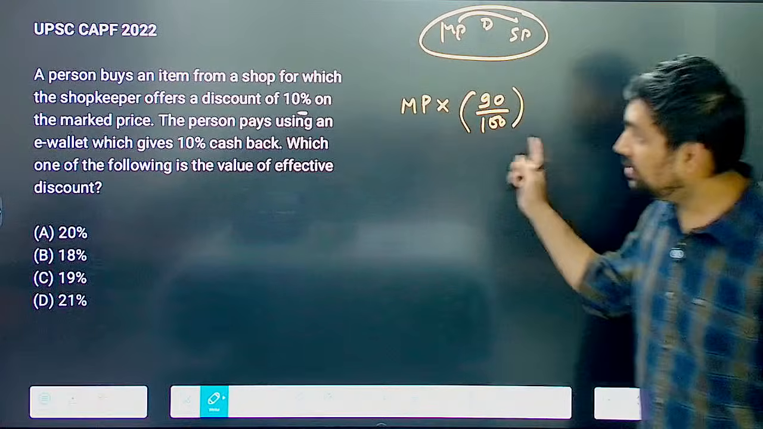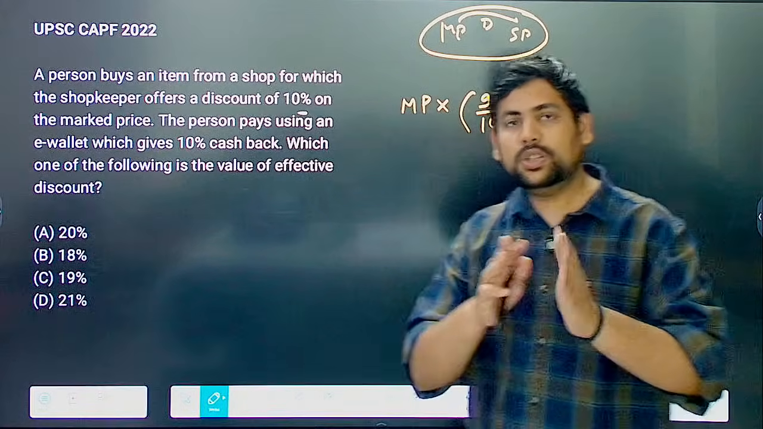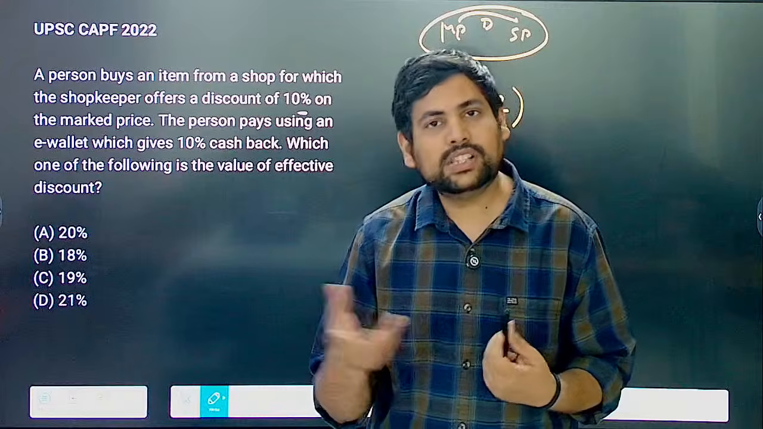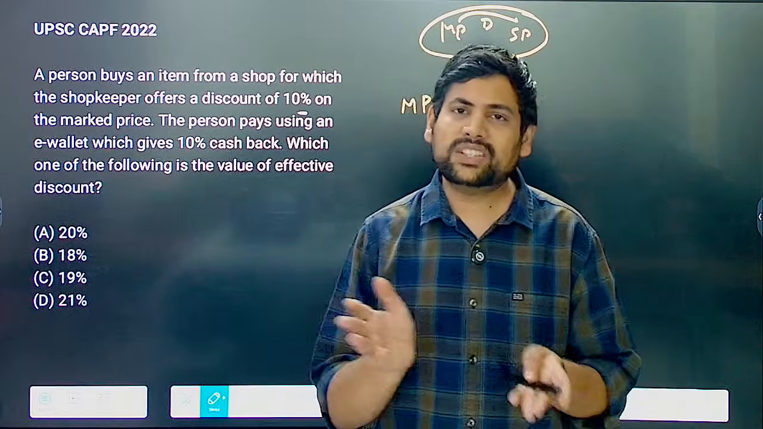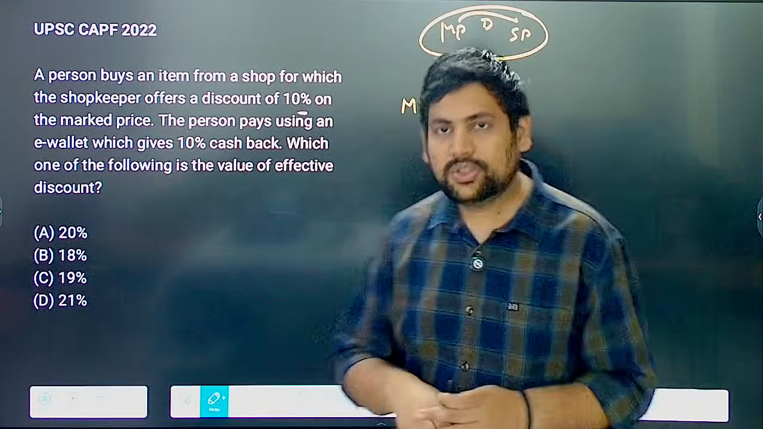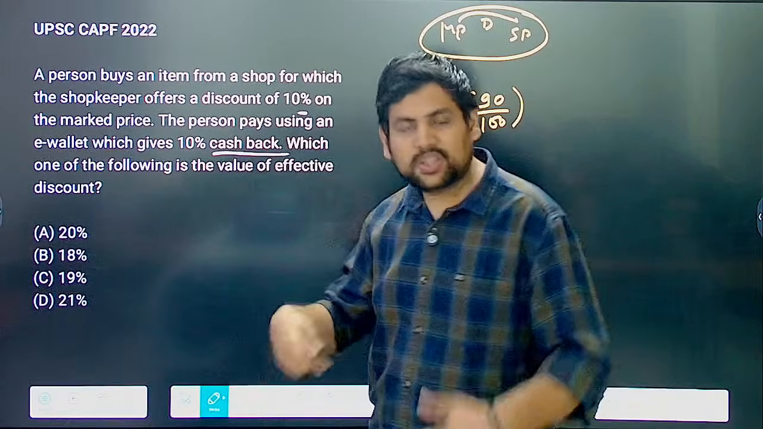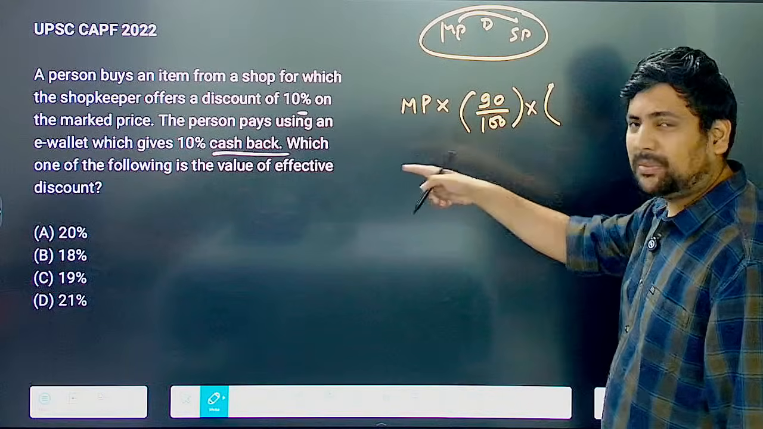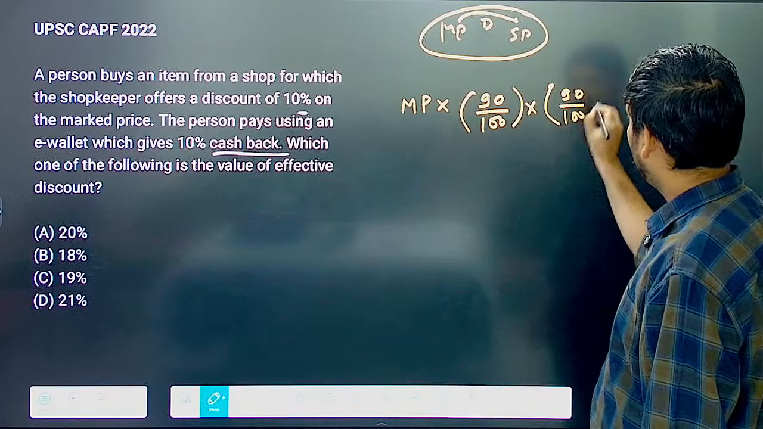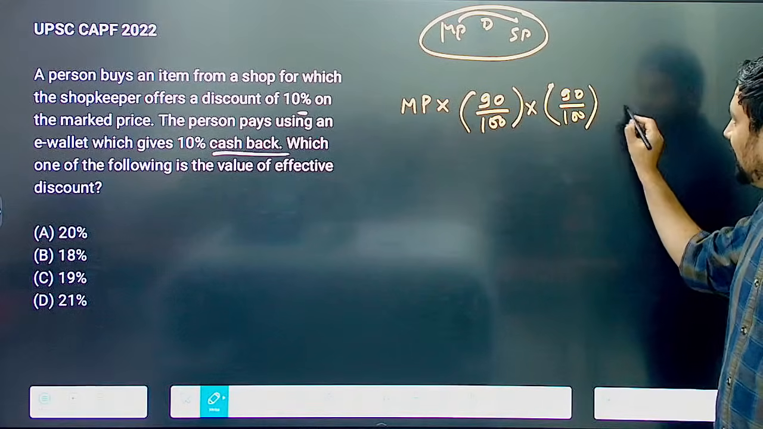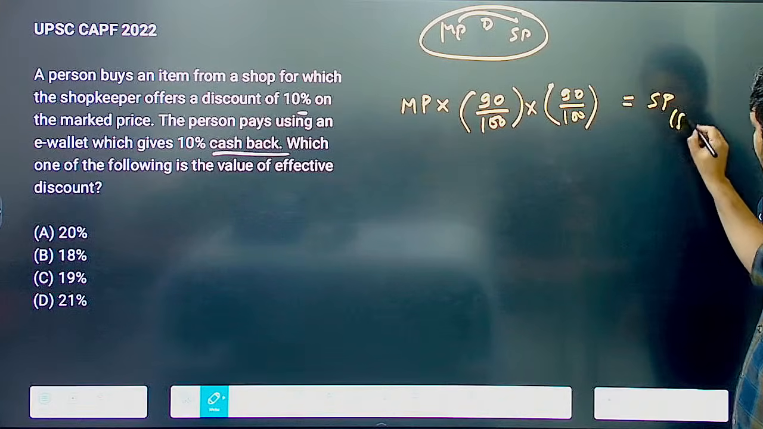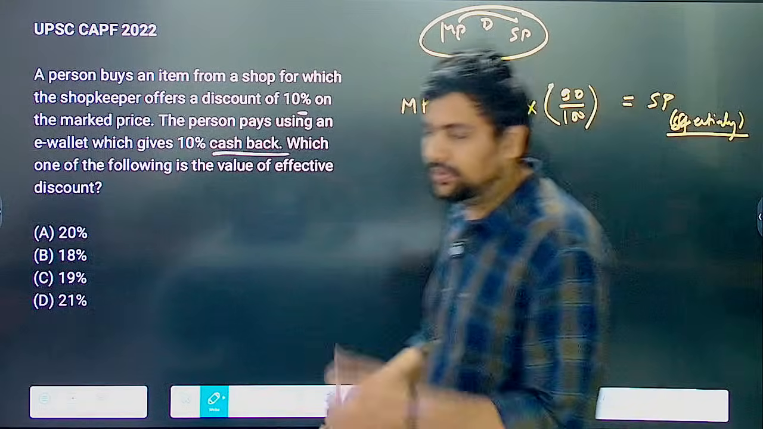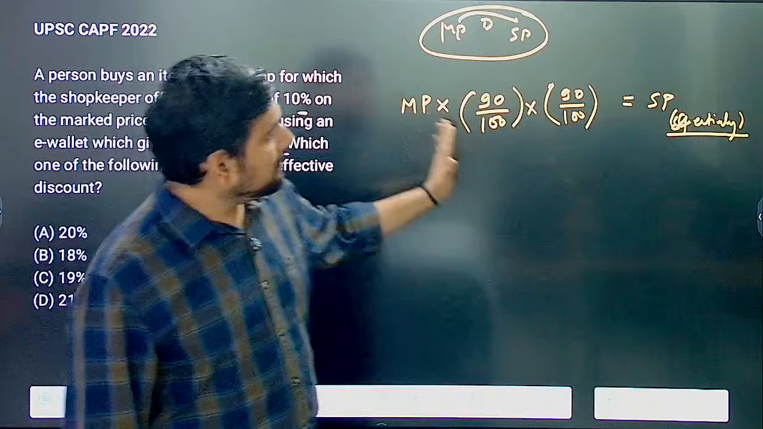Correct? But he's also getting cash back. Now just think for yourself. If you get a cash back, for example from Amazon Pay, or you get some discount, it means the same thing for you. So here the cashback of 10% is also like a discount to you. So that also I can multiply here again. 100 minus 10 is 90 by 100. So this is what effectively will be equal to the selling price for you. So marked price into 90 into 90.